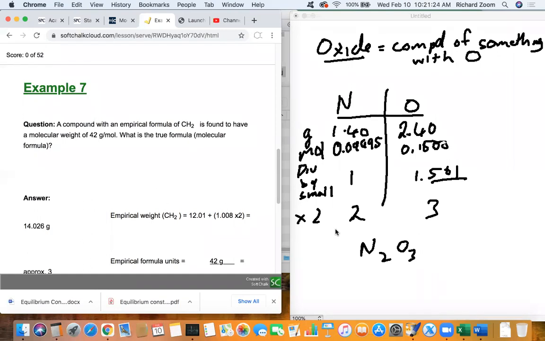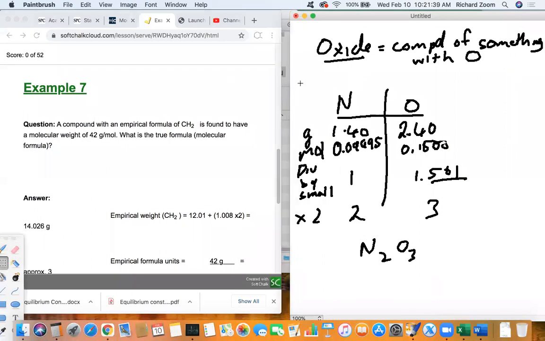So an example of that is as follows. A compound with an empirical formula, CH2, is found to have a molecular weight of 42 grams per mole. What's the true formula? So this is the way that I like to do this problem. There's a couple of ways of doing it. I think this is the easiest way.